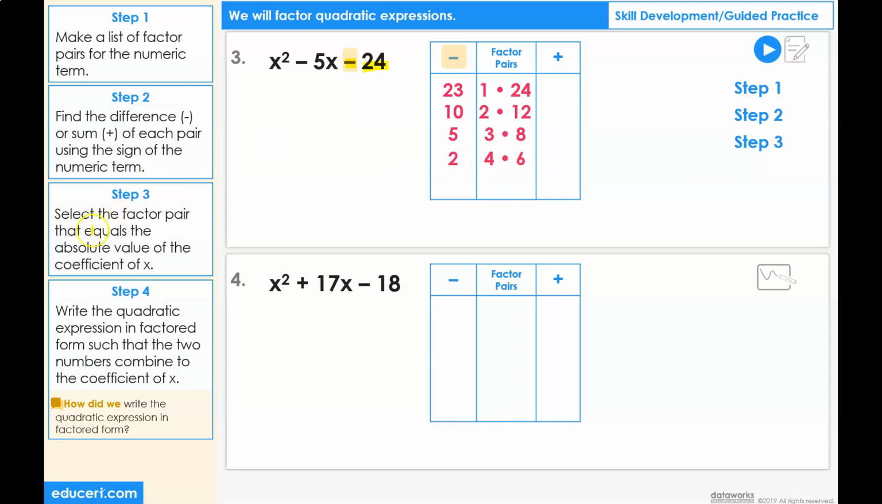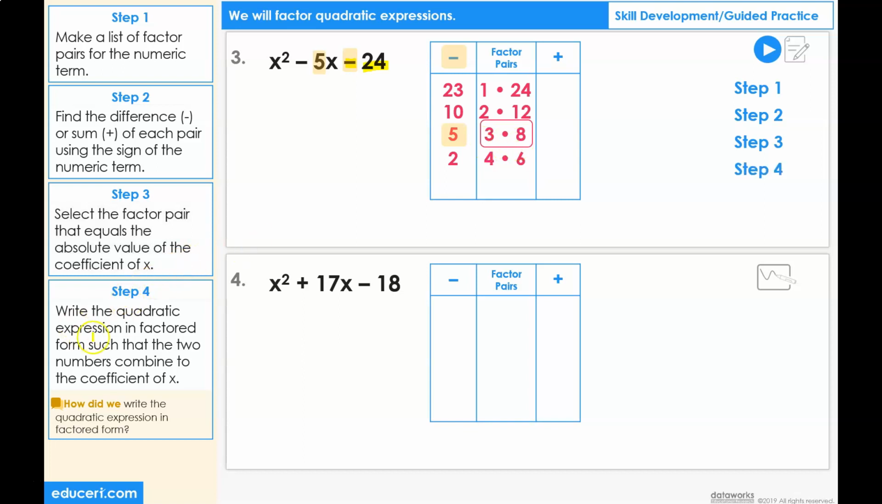Step 3. Select the factor pair that equals the absolute value of the coefficient of x. The coefficient of x is negative 5, but we are just looking for the number 5 in the list. And that comes from the factor pair 3 times 8.